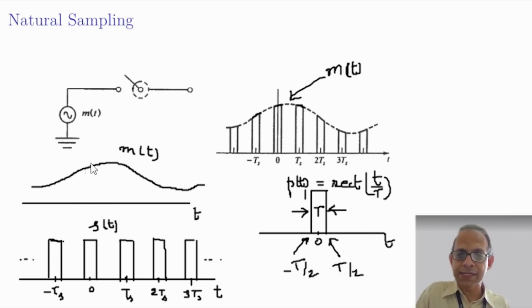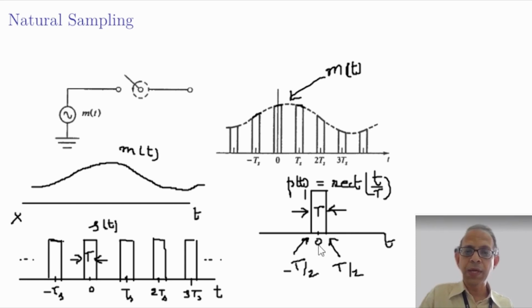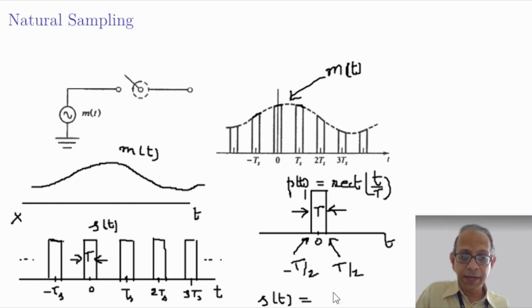Mathematically, it can be thought of as the message signal multiplied by a periodic pulse train with the period Ts and width of the pulse as capital T. The basic pulse is represented here, which is a rectangular pulse of height 1 and width capital T centered at the origin, and therefore this pulse train s(t) can be mathematically represented as the summation of the basic pulse p(t) located at integer multiples of Ts, so p(t) minus n times Ts, for all values of n from minus infinity to plus infinity.